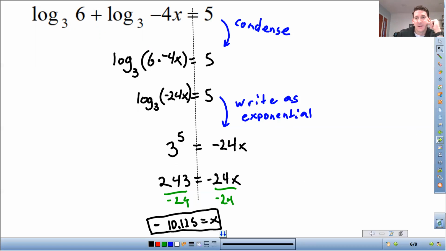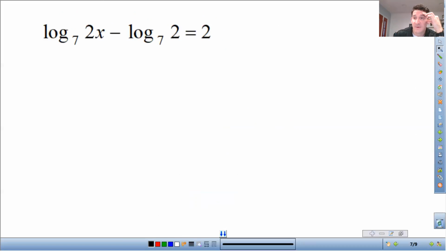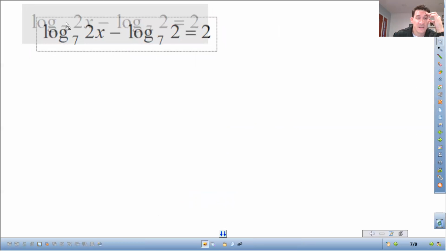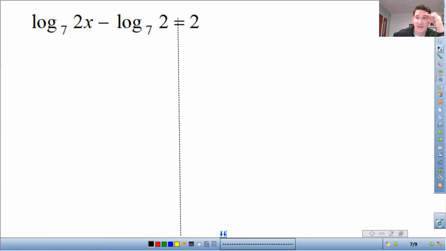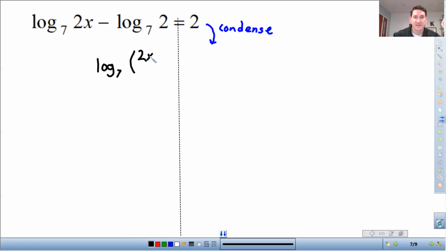All right. Next example. Same type of problem. This time we are using division or subtraction. Before I can write as an exponential, I need to get down to just a single log. So the first step here is to condense logs down into a single log. When I'm subtracting here, I divide those two in one log. So it's going to be log base 7 of 2x divided by 2, and then is equal to 2.